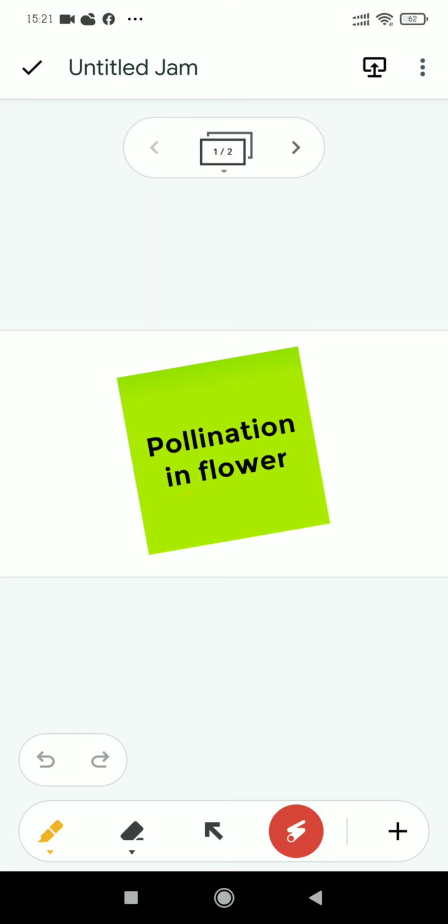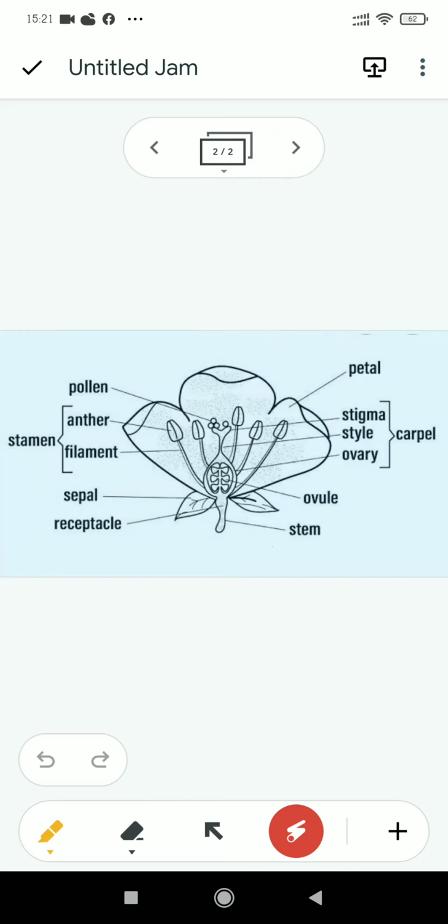Today I will explain the pollination in flower. So first we need to know the parts of the flower. That is, we will start from stem, where the flower gets originated. Now we will come to receptacle.